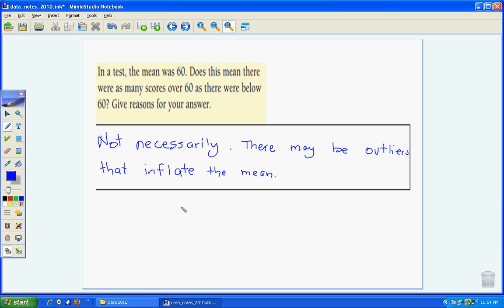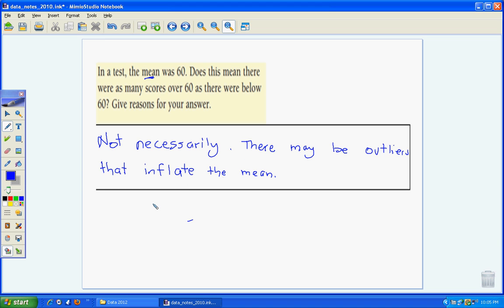In this case, if we look at this situation, a test is given a mean of 60. Does that mean there are as many scores over 60 as there were below 60? No, it doesn't. If you're looking at a median of 60, yes, there'd be the same amount of scores above 60 and below 60. But in this case, not necessarily. There may be outliers that inflate the mean, as we saw in the last question. So there might be more scores under 60, or there might be more scores over 60. We don't know, so we can't really say there's going to be the same amount.